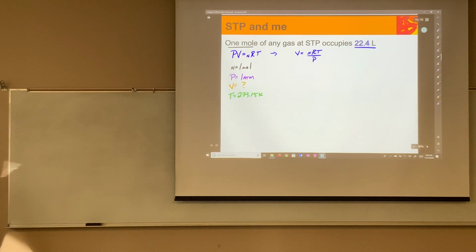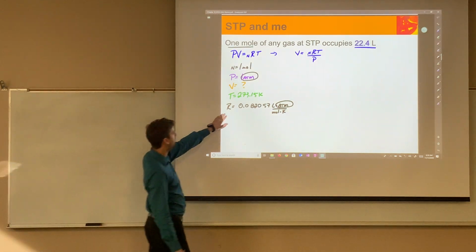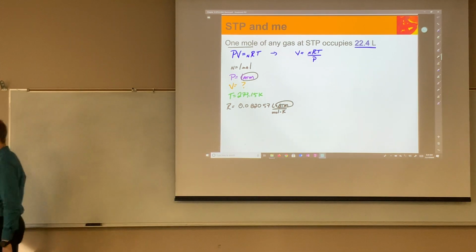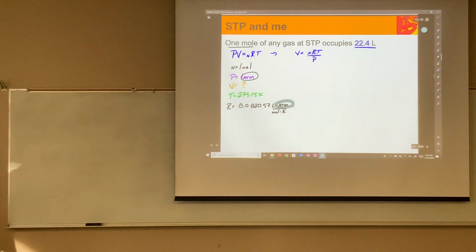And then R is based off of H2O, 57 liters, atmospheres, mole, Kelvin, right? So pay attention to what your units are there. If we're dealing with atmospheres of pressure, use the ideal gas constant that's in atmospheres. Otherwise, you have to convert atmospheres to torr, or whatever you might want, right? There it is. Okay?